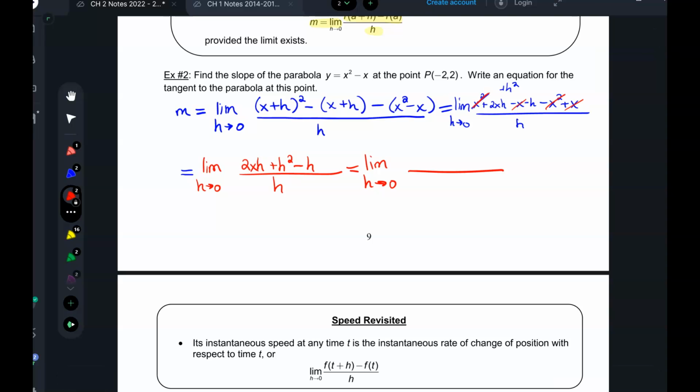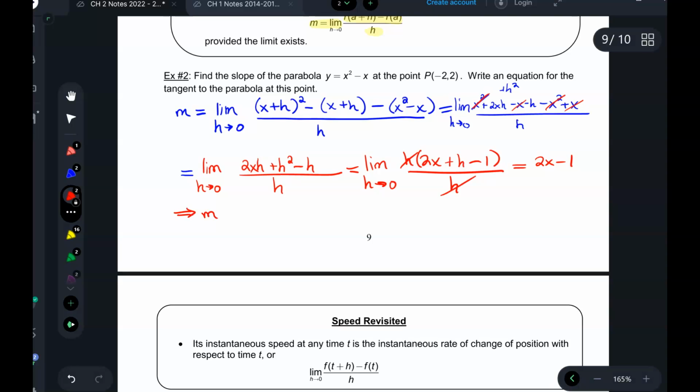Okay, what can I factor out? H. I prefer to see the step factoring out h rather than just canceling it because I see so many mistakes. Right, now we can cancel. Now we can actually evaluate it, right? So we end up with 2x minus 1, and that is the equation for our slope. Good? What's our actual slope?